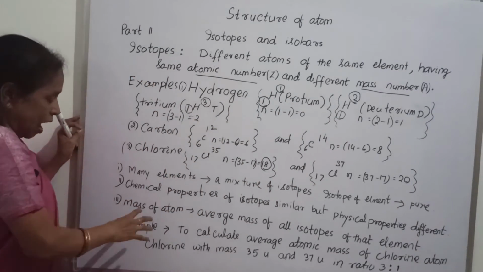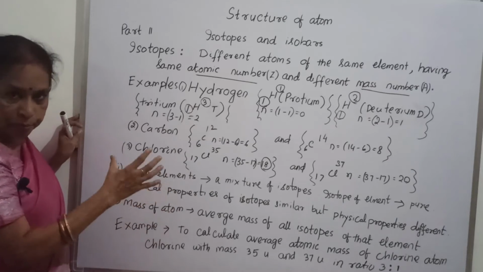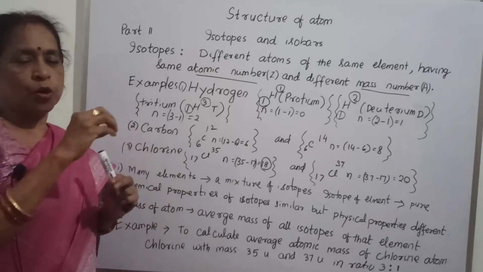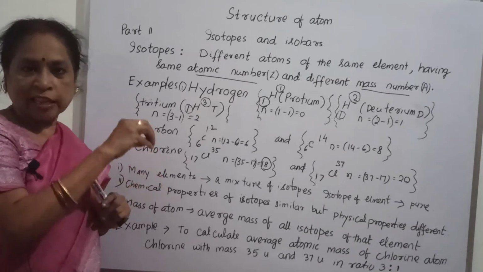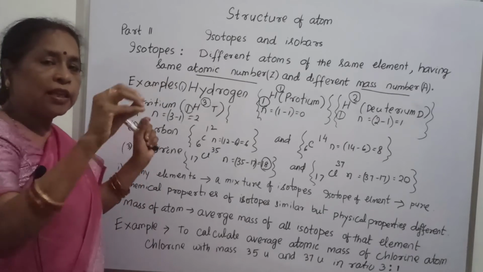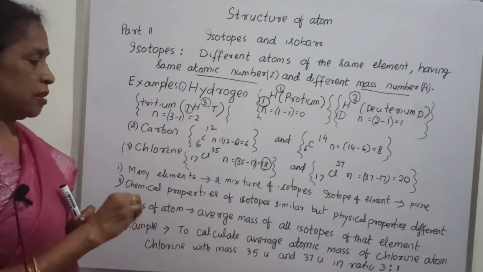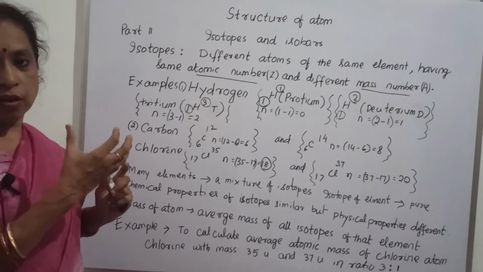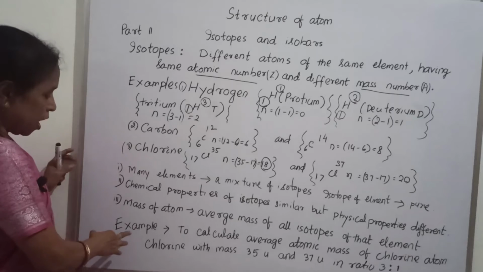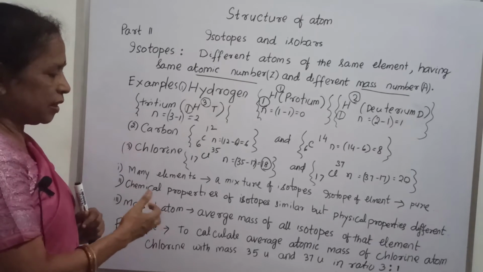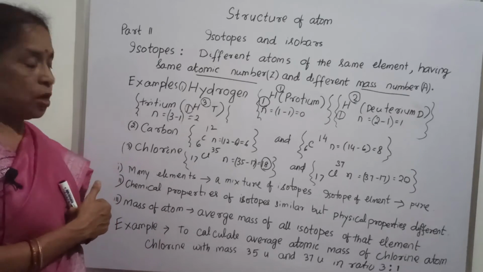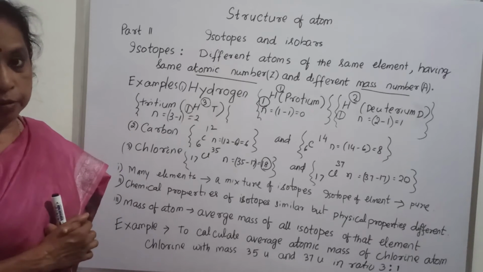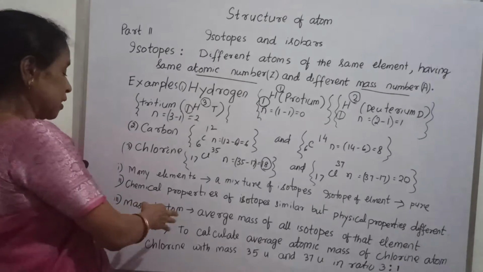So what is the meaning? Mass of an atom means the average mass of all the isotopes, whether it is 3 or 2, whatever exists for that element. You take the average mass of all the isotopes of that element, then you will calculate the correct atomic mass. Now an example: to calculate the average atomic mass of the chlorine atom.